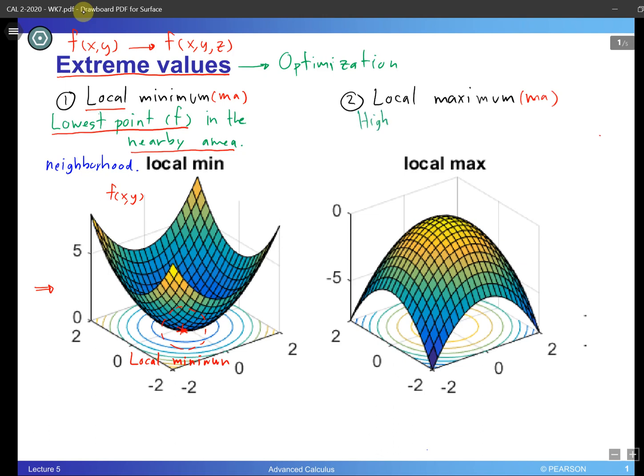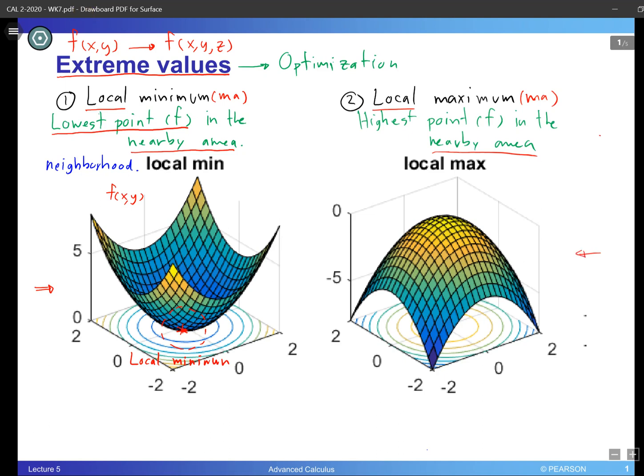Alright, highest point, and once again it's going to be in terms of function value. Okay, and same thing in the nearby area. And the reason for that is because we have this local again. So we have to talk about the nearby area. So let's find that in this example down here on the right hand side of the slide.